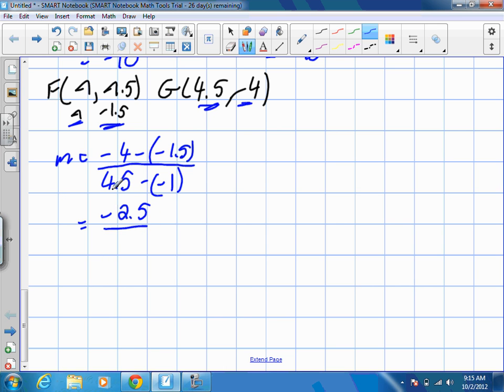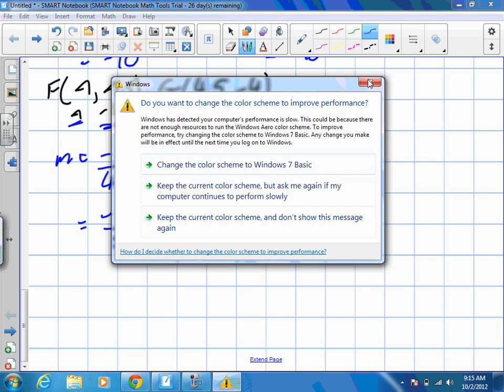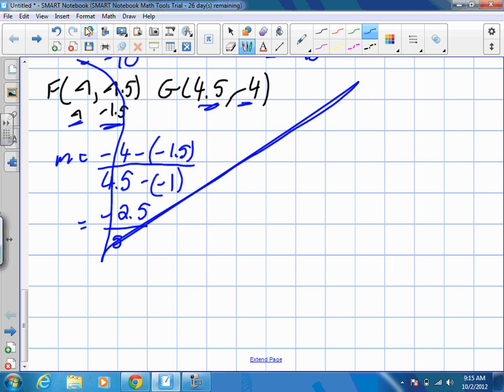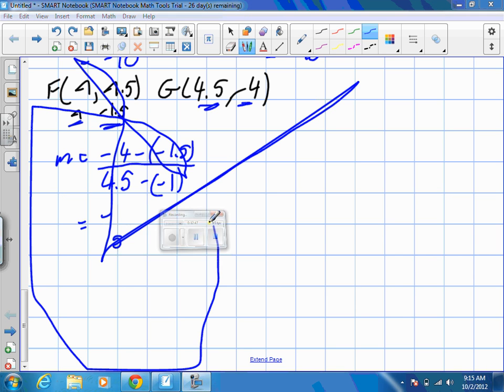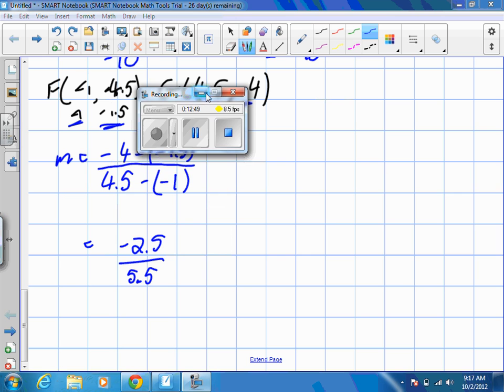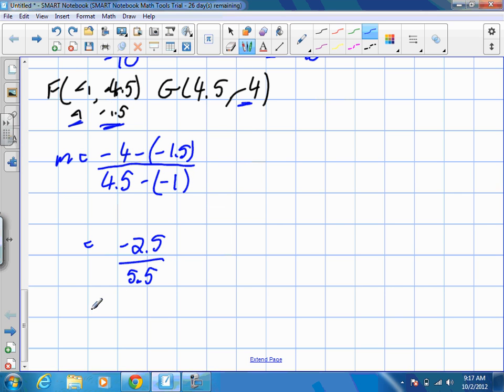No thanks. Oh, what is happening? Oh, are you kidding me? All right, fix that problem. Calculator, quick. What do we get here? Negative 2.5 divided by 5.5. Wait. Negative 0.45?